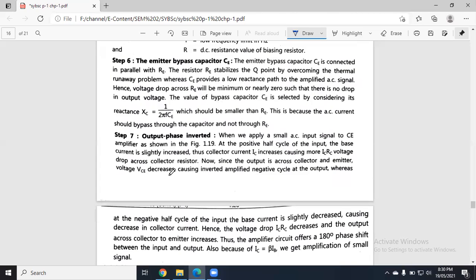I just now told you why base current increased. At the same time, your collector current will also increase. Same thing happens when your base current decreases, your collector current will also decrease. That will cause the voltage drop across IC RC to decrease, and the output across collector to emitter increases. So as the voltage drop is less, you are going to get your large output. Thus, the amplifier circuit offers a 180-degree phase shift between the input and output.